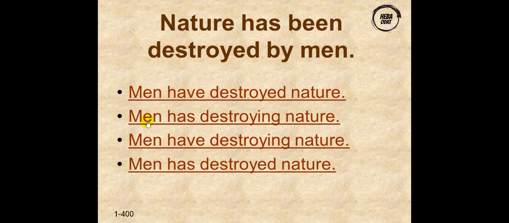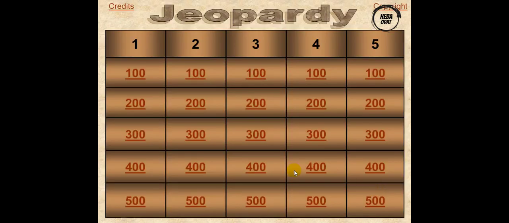But all sentences have men. Okay, but which ones are incorrect? Since men is plural, it should have the verb have, not has. So, only the first and third sentences might be correct. In which tense is this sentence? It is in the present perfect tense. So it's either have destroyed or have destroying. But I know that this is very wrong. I should have a participle after the verb have. So this is the correct answer. Men have destroyed nature. Let's see if it's the right answer. Correct! Now let's move on to another question.